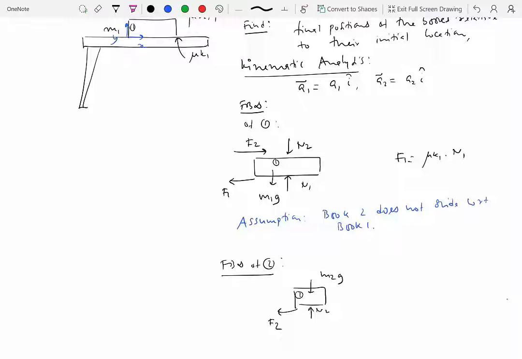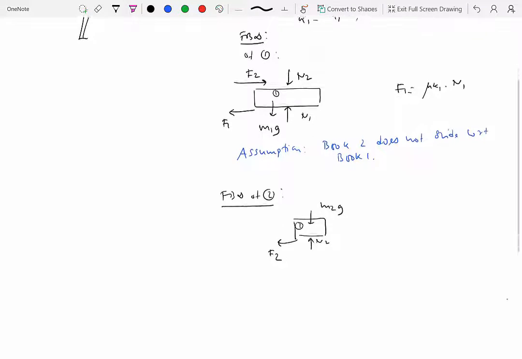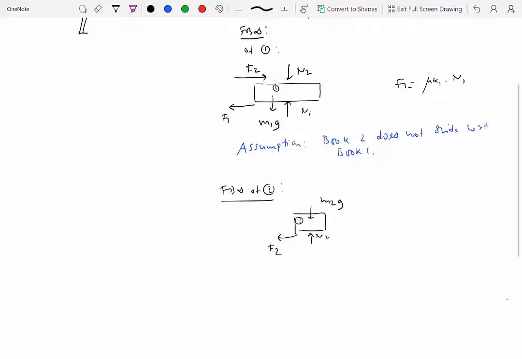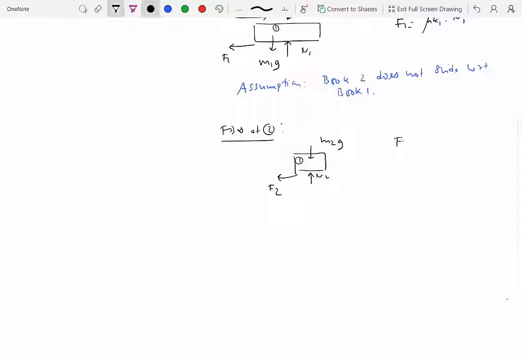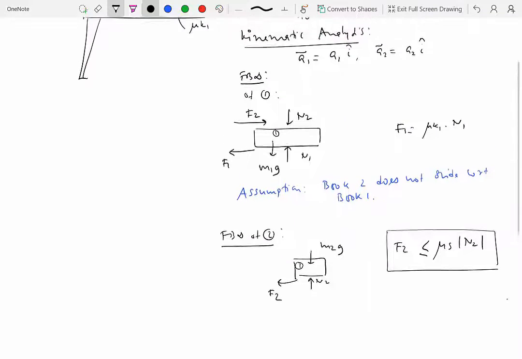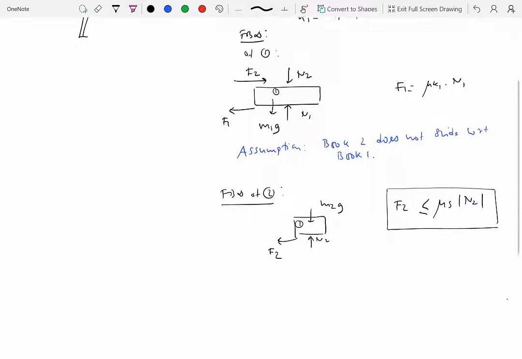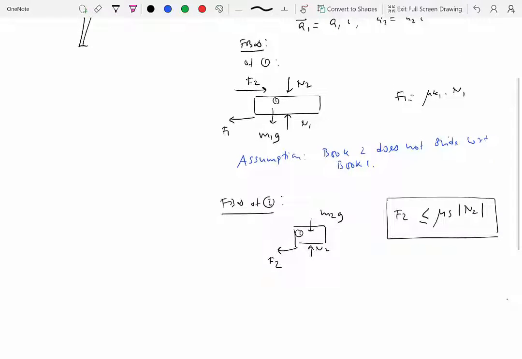And our assumption is that book 2 does not slide with respect to book 1. And of course, we have to make sure that this friction force, F2, is going to be less than or equal to μs times N2, right? It has to be less than that because that is the upper limit. μs times N2 is the upper limit of friction force anywhere, okay? All right, so we have the free body diagram. Now we can apply Newton's second law, okay?